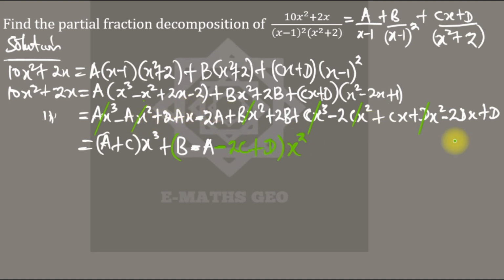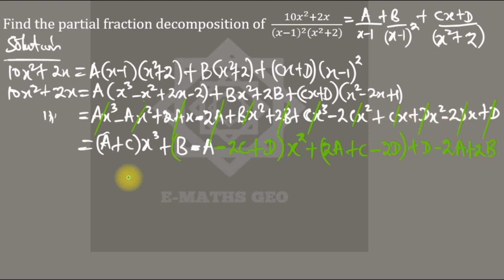So let's look at x. I have 2A, plus C, minus 2D, plus C. Finally we have the constant, the one without x. I have D minus 2A plus 2B.